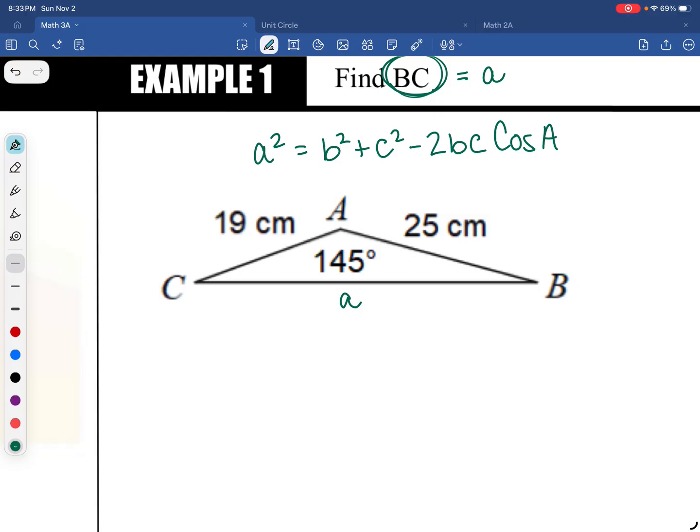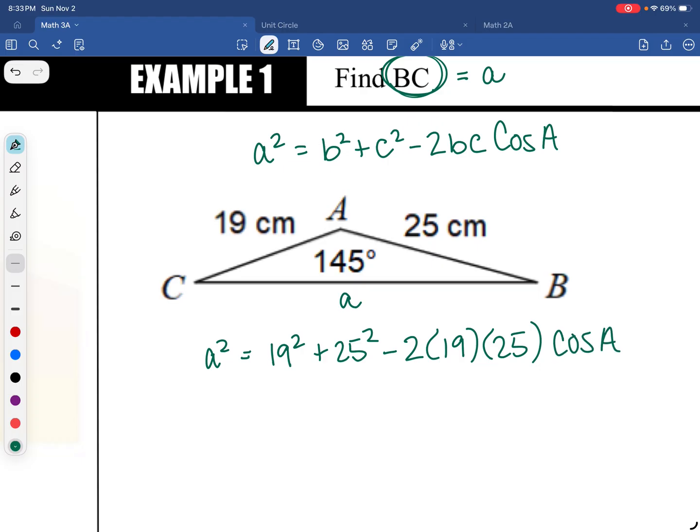To set this up, we've got A squared equals, our B is 19, so 19 squared plus 25 squared minus 2 times 19 times 25 multiplied by the cosine of A. That cosine of A is cosine of 145. As you're doing this, make sure that your calculator is in degrees. Mine switched, so I need to switch mine. If you click on mode, you can change it to degree mode.